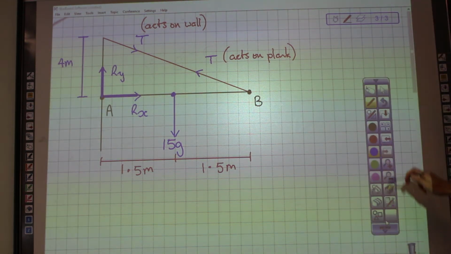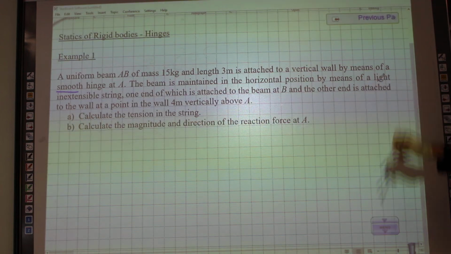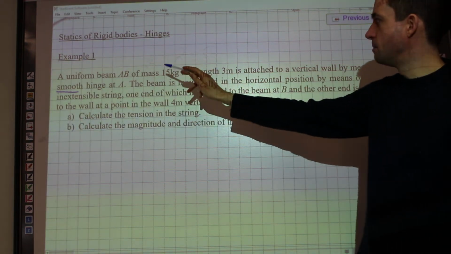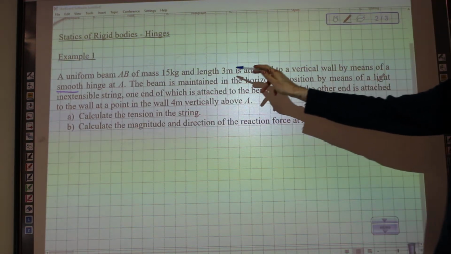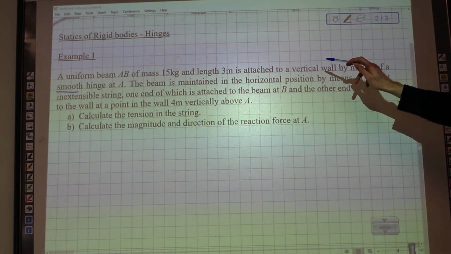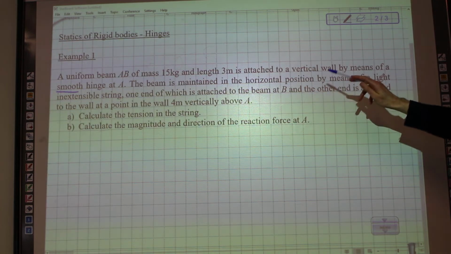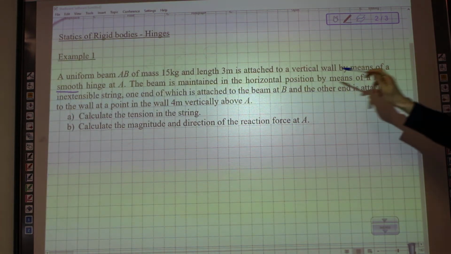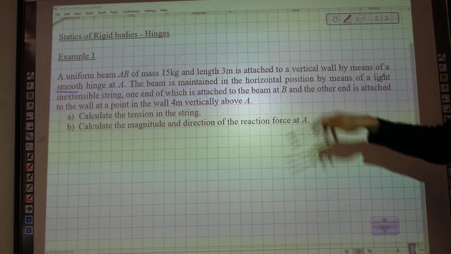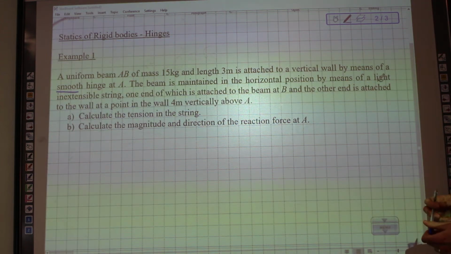So, let's just refer back to the question, check we've got all the information. A uniform beam of mass 15 kilograms and length 3 meters is attached to a vertical wall by means of a smooth hinge at A. The beam is maintained in the horizontal position by means of a light inextensible string, one end of which is attached to the beam at B, and the other end is attached to the wall at a point in the wall 4 meters vertically above it.